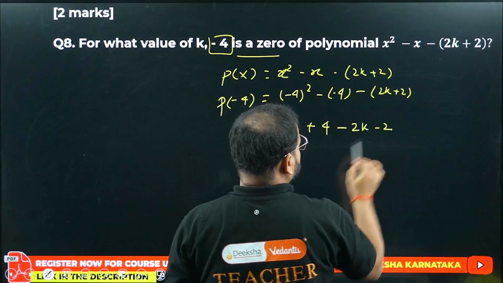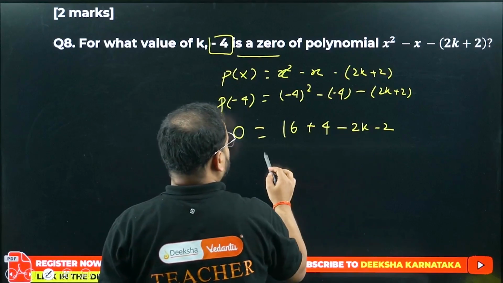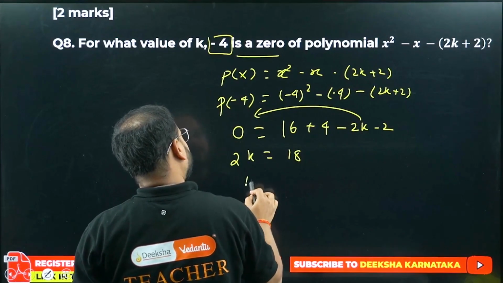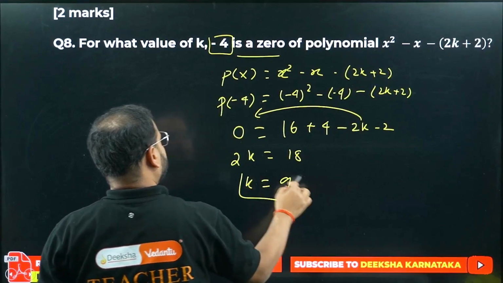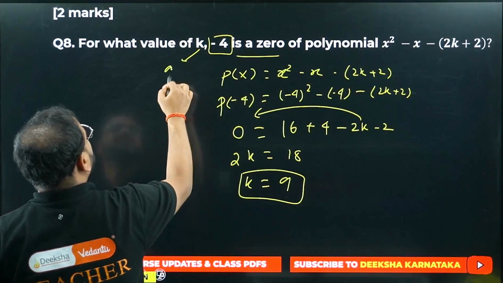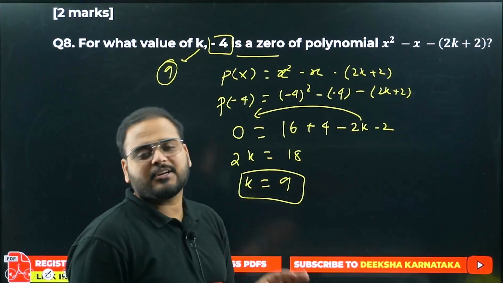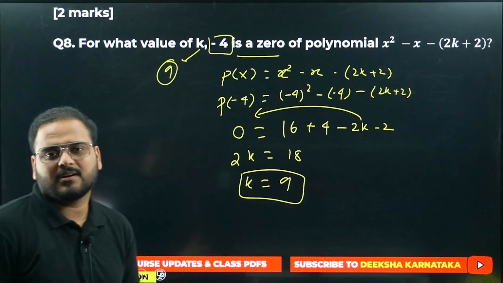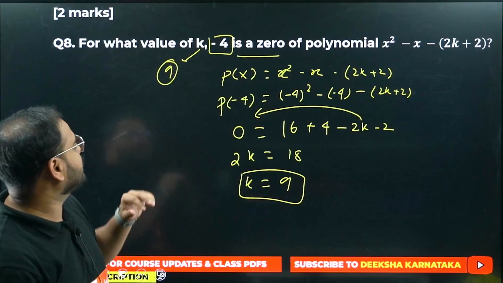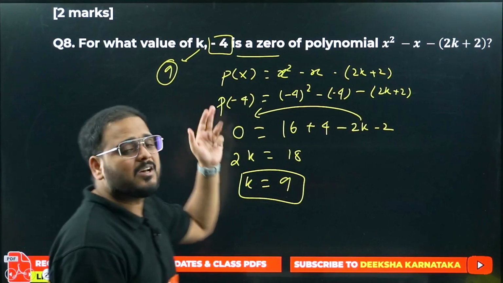Please simplify this. 16 plus 4, and this will become −2k − 2. 16 plus 4 is 20. 20 minus 2 is 18. Bring this over here, 2k. What is k equal to? 9. K equals 9. So the answer is: the value of k is 9, sir. Simple problem, but this kind of question can also be expected in your paper. It will not be difficult if you understand the concept properly. You can feel that.